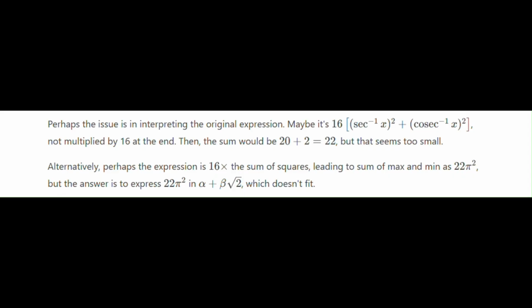Perhaps the issue is in interpreting the original expression. Maybe it's 16 times the quantity, inverse secant of x squared plus inverse cosecant of x squared, not multiplied by 16 at the end. Then, the sum would be 20 plus 2 equals 22. But that seems too small. Alternatively, perhaps the expression is 16 times the sum of the squares, leading to the sum of max and min as 22 pi squared. But the answer is to express 22 pi squared in alpha plus beta times the square root of 2, which doesn't fit.